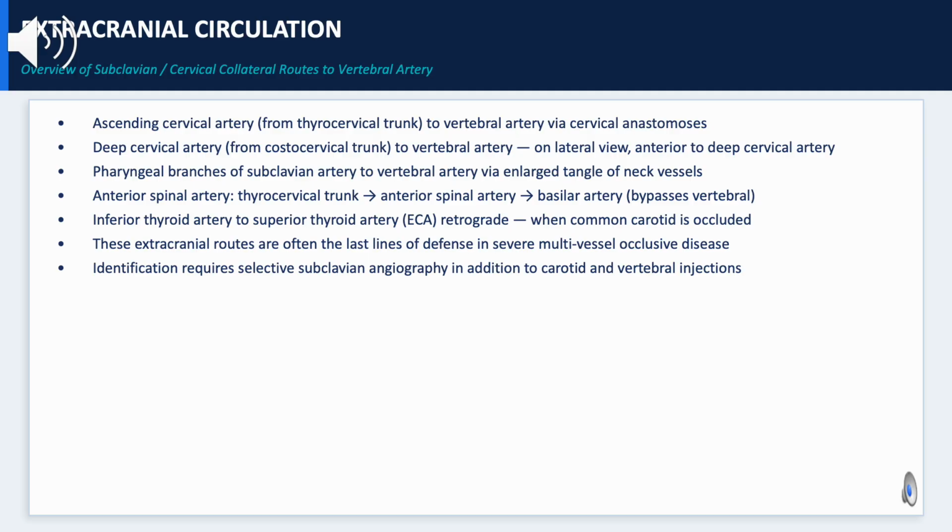The key anatomic principle is the relationship between the ascending cervical, anterior, and deep cervical, posterior arteries on lateral view. When both are enlarged as vertebral collaterals, the lateral projection clearly separates them. The anterior spinal artery route is the most indirect: thyrocervical trunk to anterior spinal artery to basilar, bypassing the vertebral artery entirely. This route is only detectable if the lateral posterior fossa view is obtained during subclavian injection.